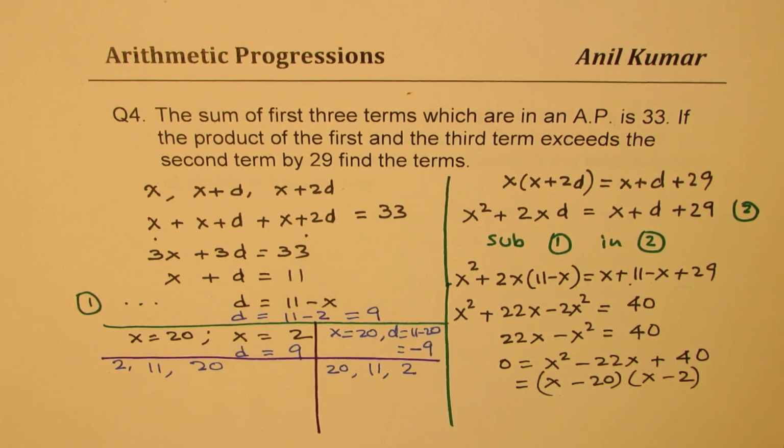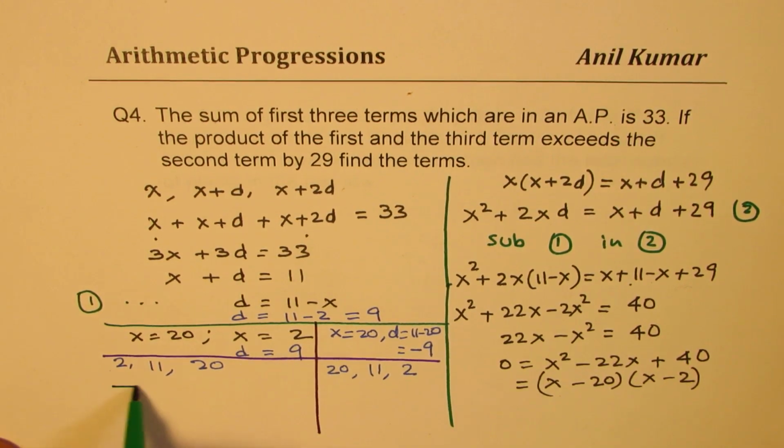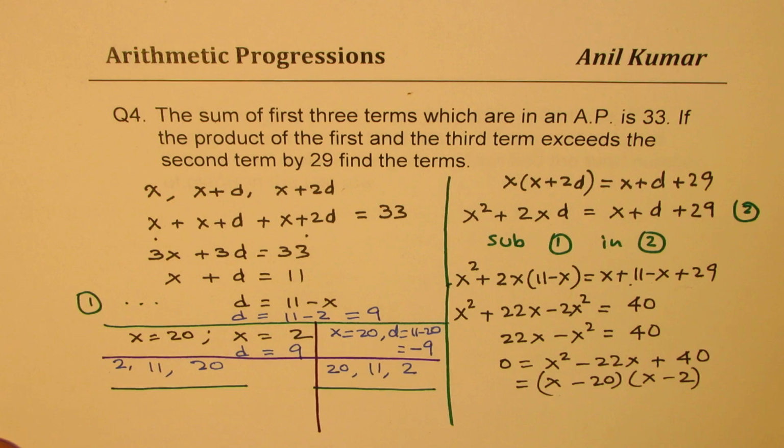So the first three terms of our series could be either 2, 11, 20 or 20, 11, 2. Both are correct answers. Perfect. So that is how you are going to solve question number 4. It's a very interesting and excellent question from a previous test paper. Now let's look into question number 5.